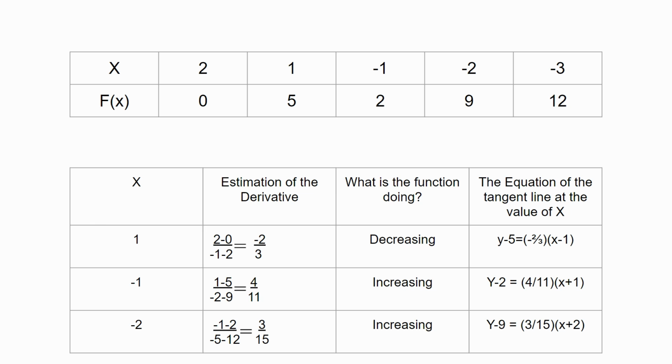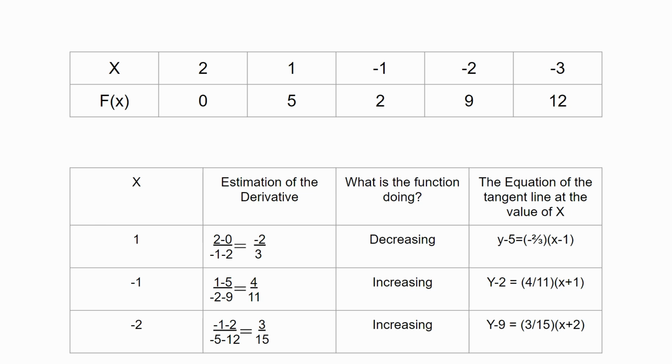At x equals negative 1, we could tell that the estimation of the derivative is 4 over 11. We could also tell that it is increasing at the point. And the equation of the tangent at the value of x is y minus 2 equals 4 over 11 times x plus 1.